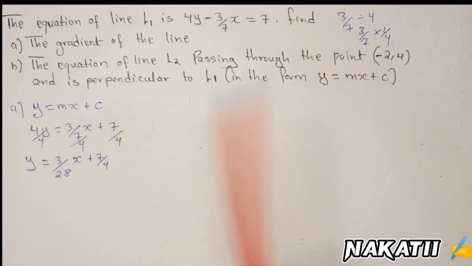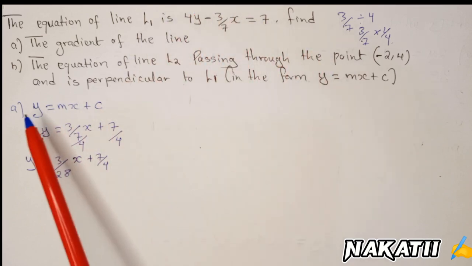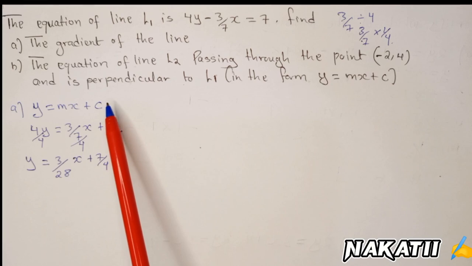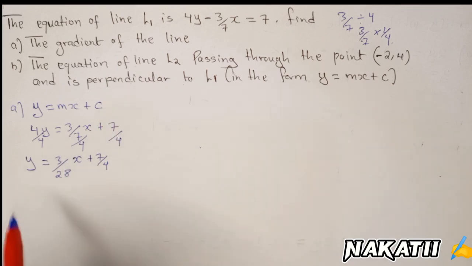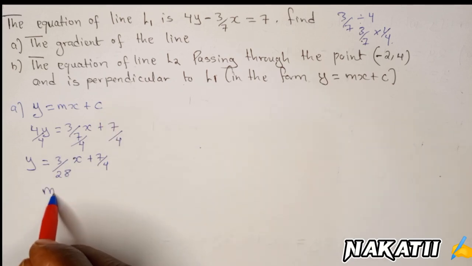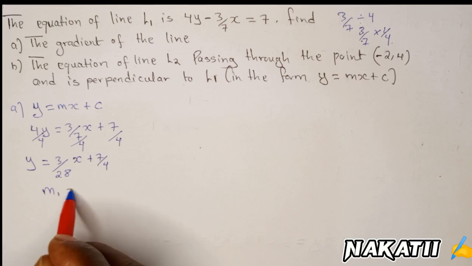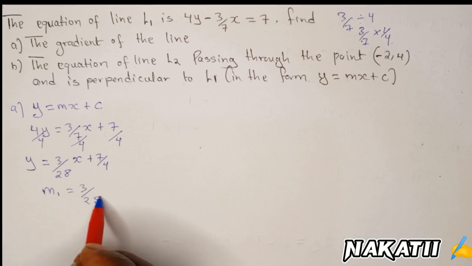So we have arranged this equation in the form of y is equal to mx plus c. So we can easily see what our gradient is. Our gradient, let's call it m1, is 3 over 28. So we have answered the first question.